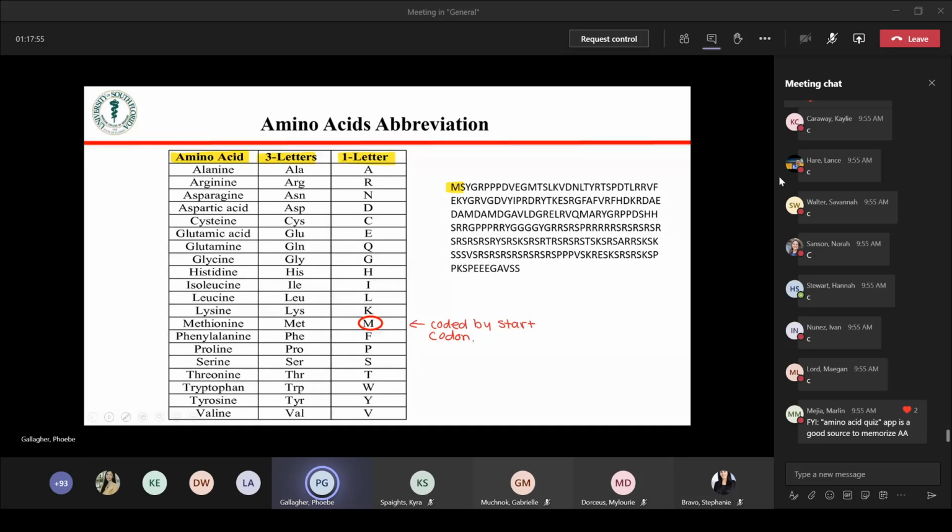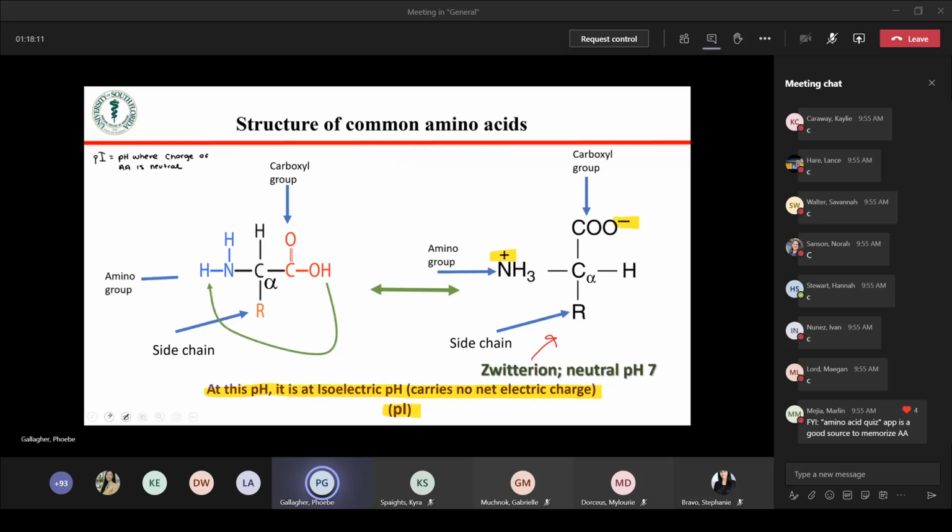Okay, like I said, know the 3-letter, 1-letter, and amino acid names, pretty much this whole chart. And know that methionine is always going to be your first amino acid because it is the start codon. Okay, so we're getting into something probably more important and definitely something that we're going to get tested on.